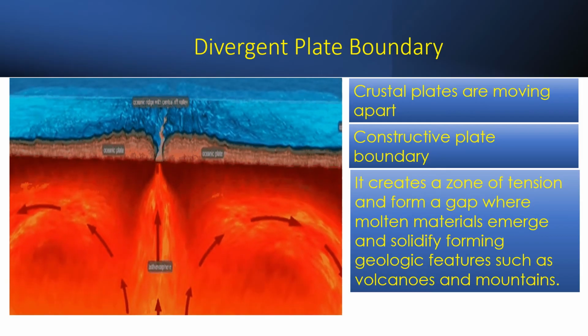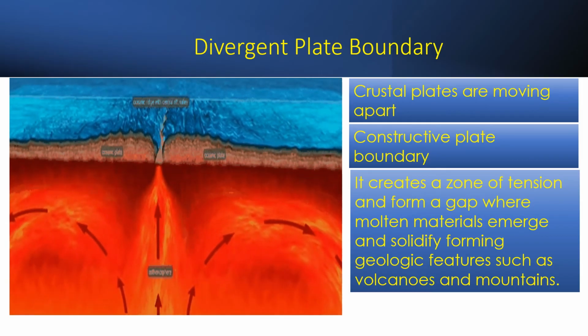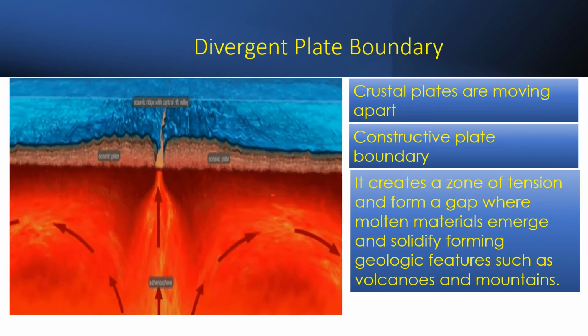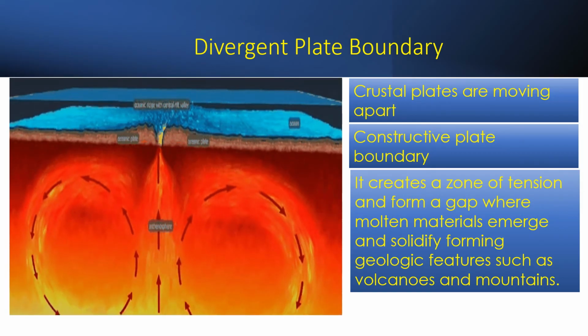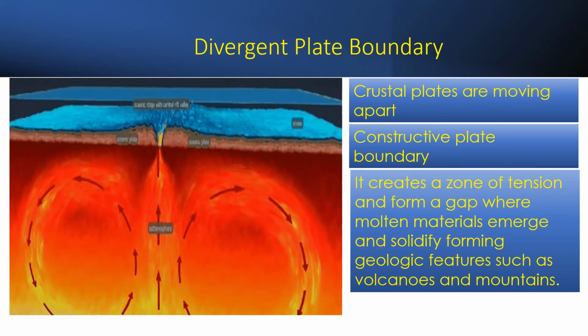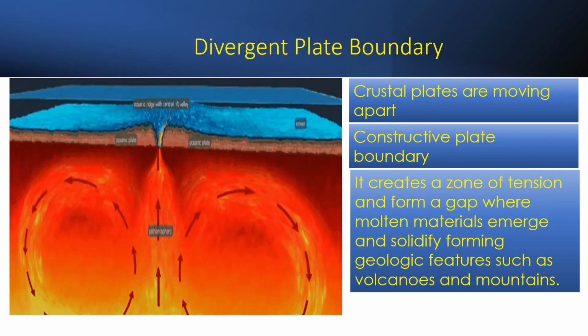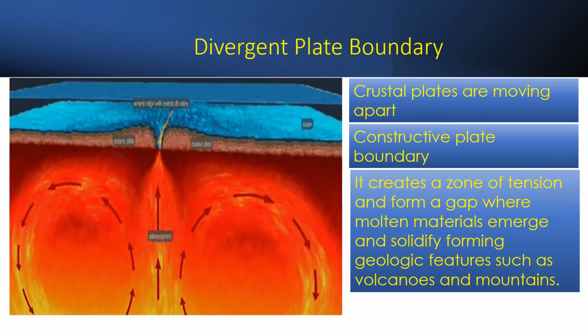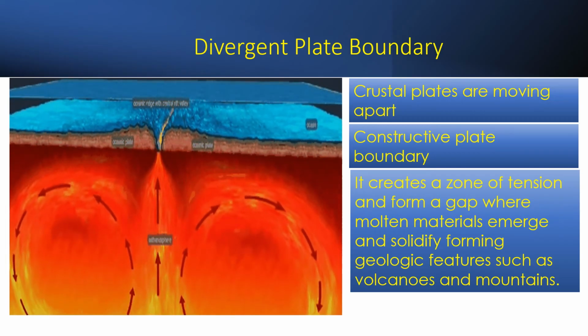Since there is a zone of tension that forms a gap, the molten materials emerge and solidify. That will form what kind of geologic features? Okay, volcanoes and mountains.